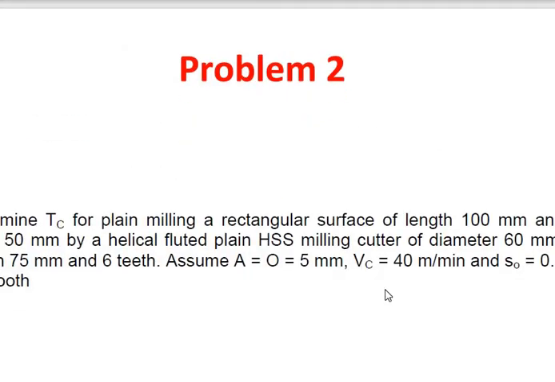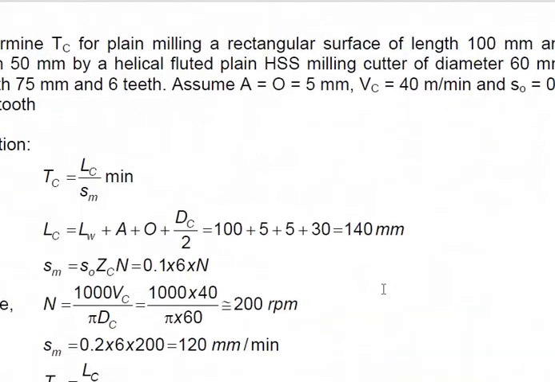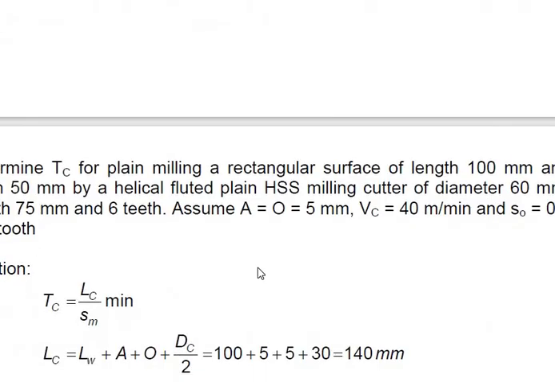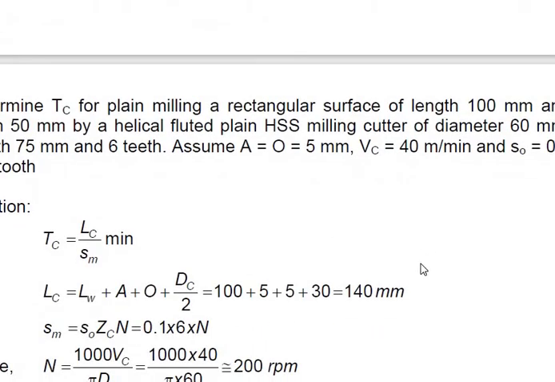Okay. Problem 2. Determine Tc for plane milling a rectangular surface of length 100 mm and width 50 mm by a helical fluted plain HSS milling cutter of diameter 60 mm, length 75 mm and 6 teeth. Assume A is equal to O is equal to 5 mm, Vc is equal to 40 meters per minute and So is 0.1 mm per tooth.